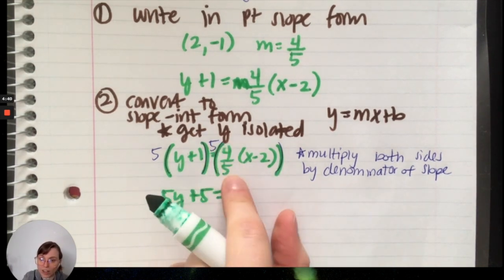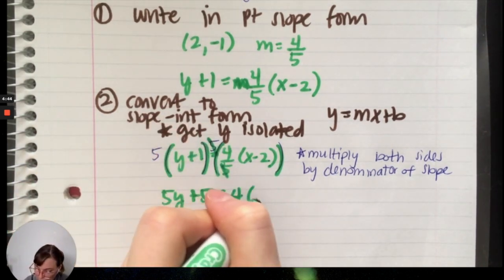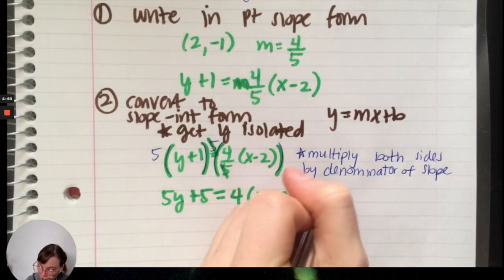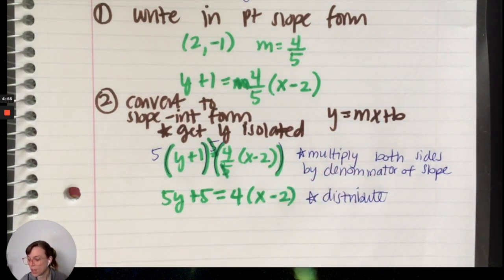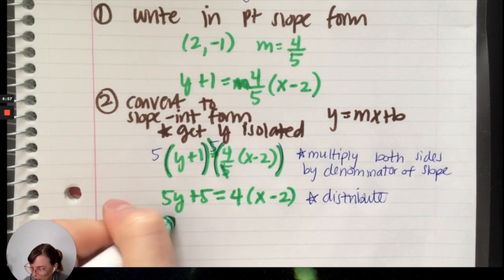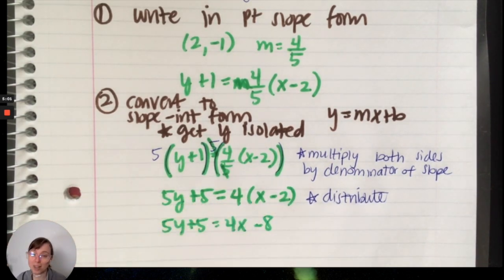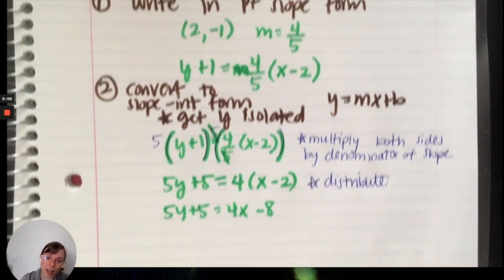Because what's 5 divided by 5? 1. So this leaves us with just 4 times the quantity of x minus 2 when we distribute. Okay, so I distributed there, okay? And now I can distribute again, so I'm going to get 5y plus 5 equals 4x minus 8. Pause the video. Make sure you understand why this 5 was helpful and how we did it.